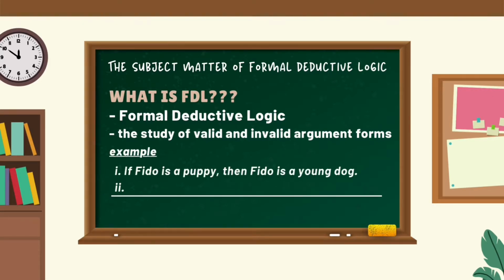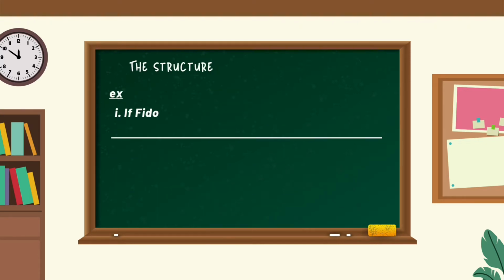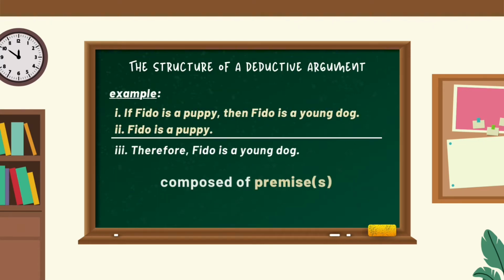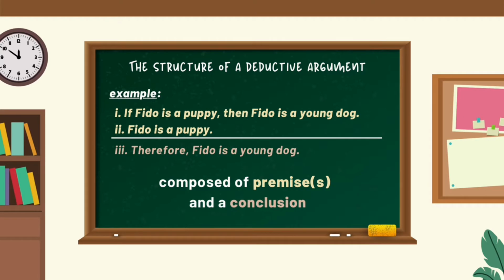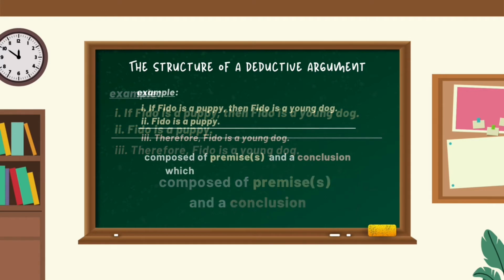Here is an example of a deductive argument. The structure of a deductive argument consists of a premise or a premise set and a conclusion, wherein there is no maximum number of premises, but bear in mind that one argument must only have one conclusion. In the presented example, statements 1 and 2 are the premises, while statement 3 is the conclusion.